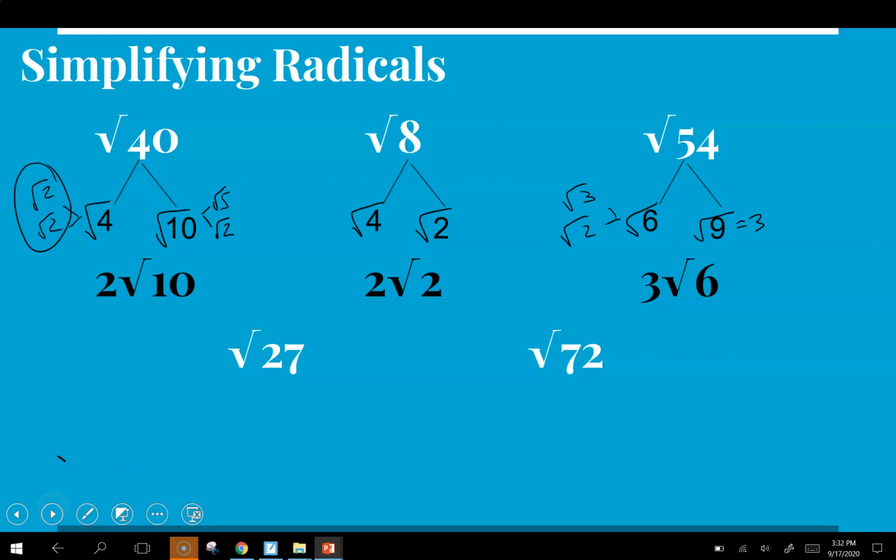27, I'm going to use the values 3 and 9. Square root of 3, square root of 9. I know the square root of 9 is 3, so that simplifies to 3 square root 3.